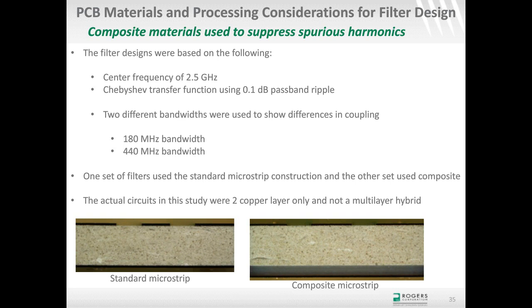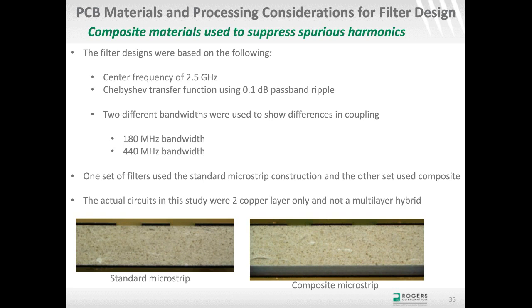And in my experiment, I did not build a multilayer, even though you could very easily. I kept it pretty simple, and I just made very simple 2 copper layer microstrip circuits, one being the standard material shown on the left, bottom left picture, and the other one being a composite that I put together with the 6 mil bond ply with the 25 mil high frequency, high decay material.